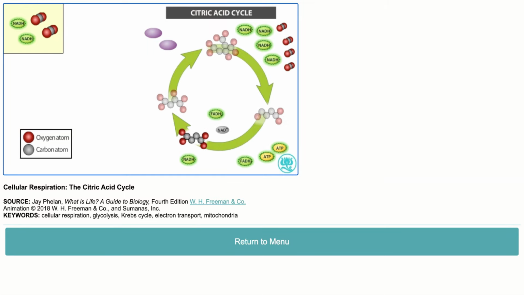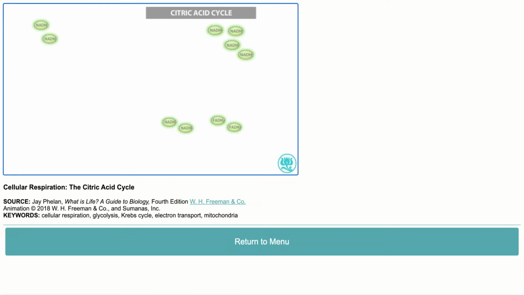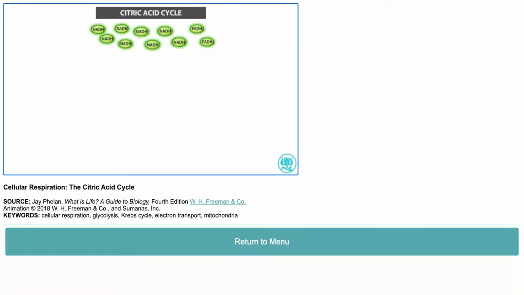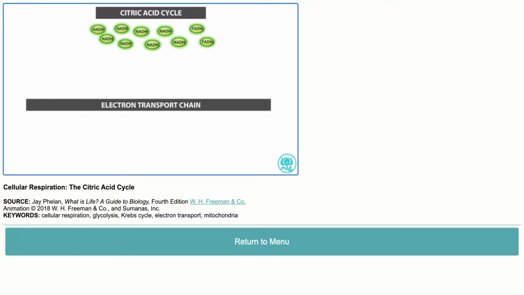If these molecules are added to those made from the preparation reactions, we can see that all 6 of the carbon atoms from glucose have been released in the form of carbon dioxide. Although a small amount of ATP has been formed in the citric acid cycle, it is the NADH and FADH2 molecules that represent the most energy for the cell. These electron carriers enter the next phase of cellular respiration, called the electron transport chain.